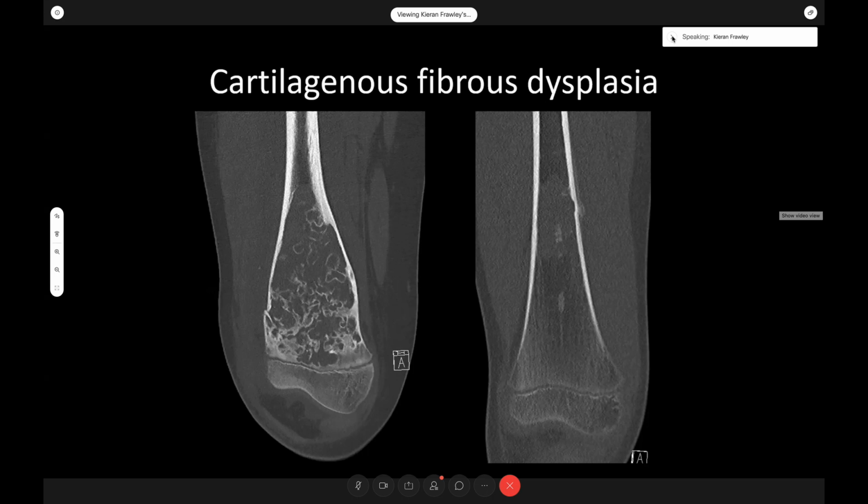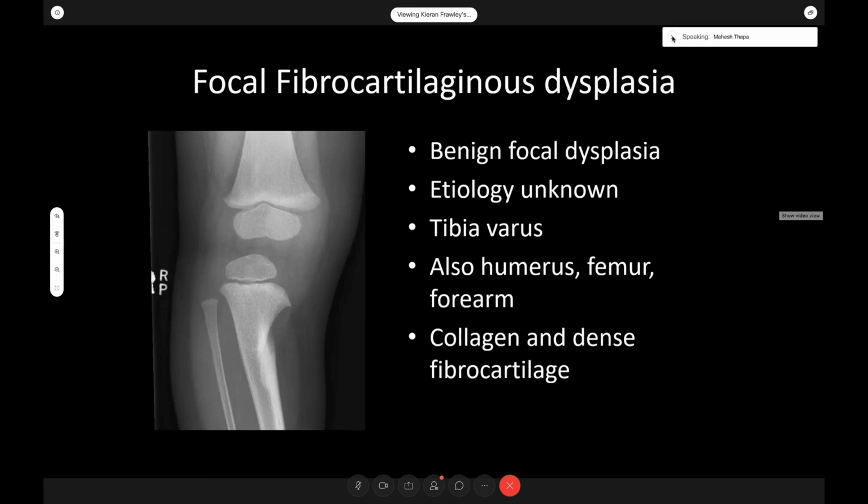Yeah, that's a great case, Karen. Thank you. And I'll just throw in this one for the residents. This is not to be confused with this condition, which is focal fibrocartilaginous dysplasia, which is basically a cortical-based lesion, which pathologically has collagen and fibrous tissue and cartilage, and etiology unknown. It's self-limiting, but it can lead to deformity over time. So very similar sounding name, almost identical sounding name. Cartilaginous variant of fibrous dysplasia versus fibrocartilaginous dysplasia. Not to be confused.